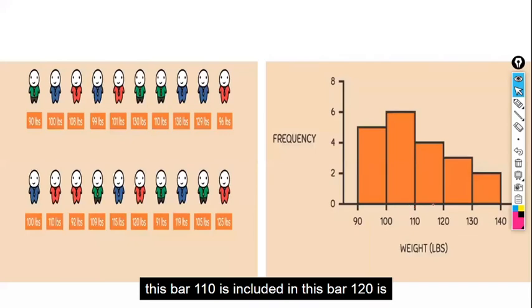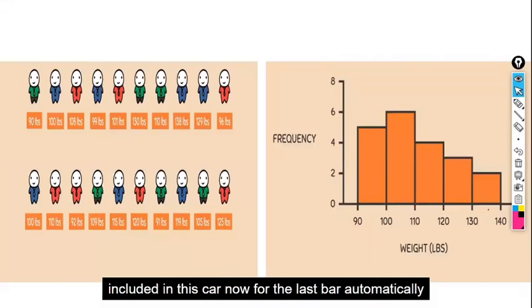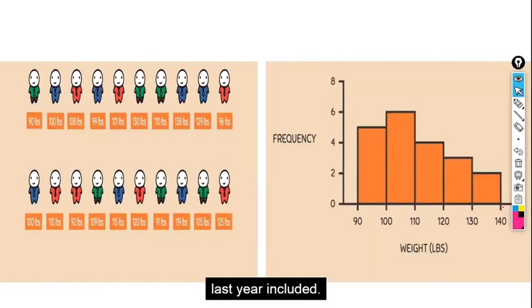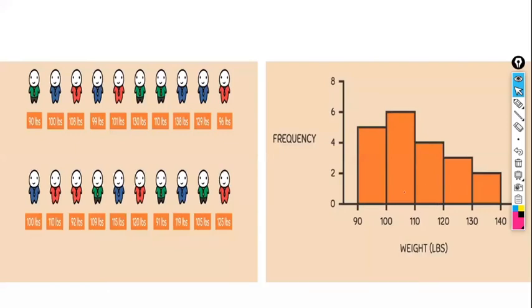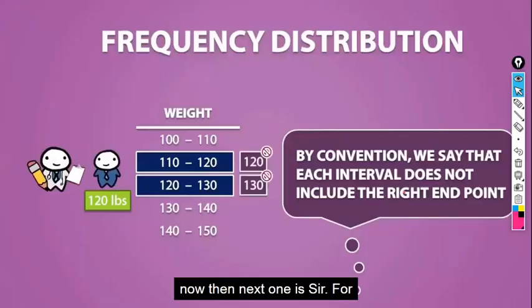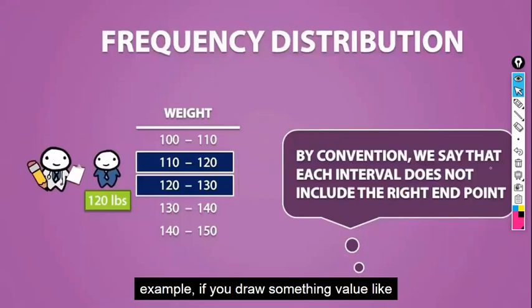110 is included in this bar. 120 is included in this bar. Now for the last bar, the last value is also included. But for the remaining bars, the last value is not included. Right?